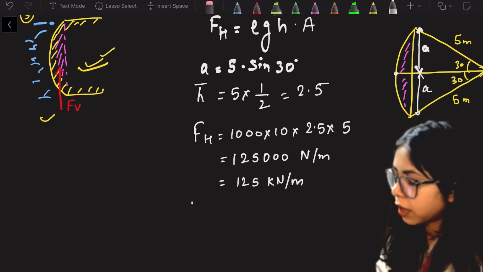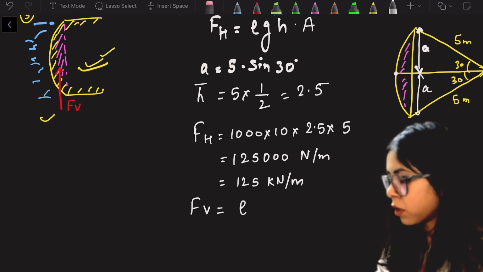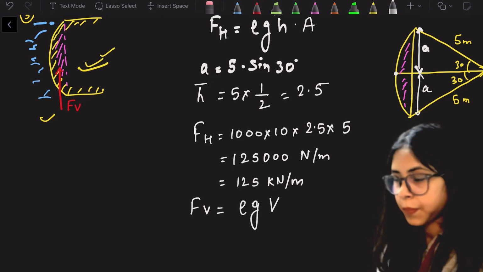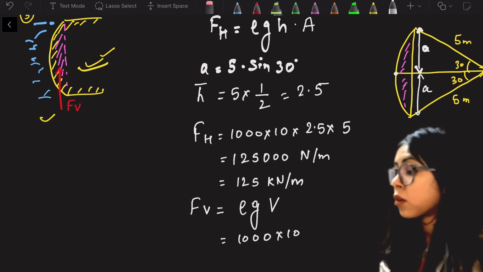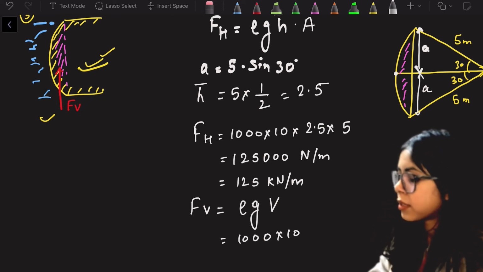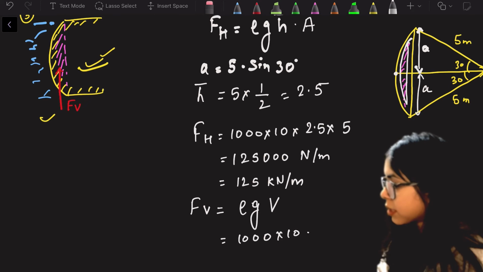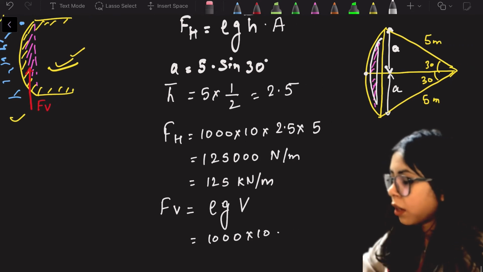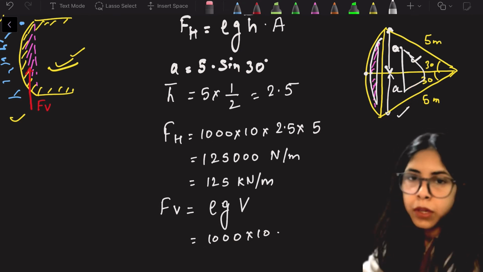I want to calculate now vertical force. So for the vertical force, I have the formula rho g and V. Rho g is 1000 into 10. Now the volume displaced. Volume displaced is nothing but this particular area, this much area into unit length. Okay, so this much area, how can I calculate this area? If I know the area of the sector minus area of this triangle minus area of this whole triangle, I will get this particular area.